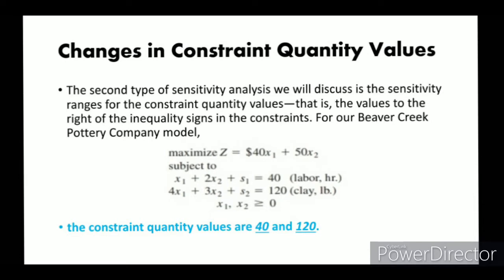The second type of sensitivity analysis that I will discuss is the sensitivity ranges for the constraint quantity values, that is, the values to the right of the inequality signs in the constraint.